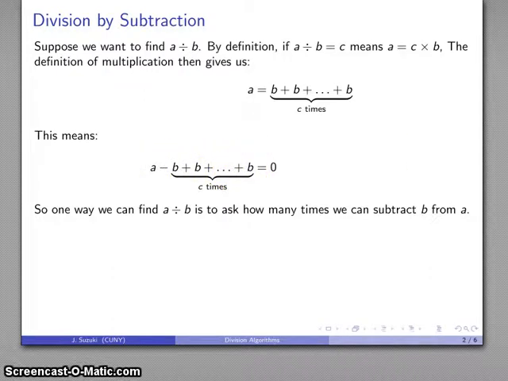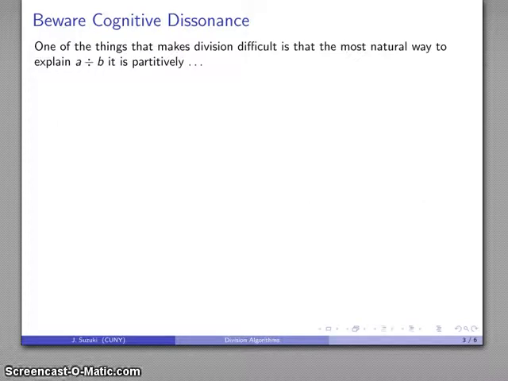Now, it turns out there is a problem here, which is that this approach to doing a division actually is at odds with how we interpret what a division is. And this leads to what's sometimes called cognitive dissonance. One of the things that makes division difficult is that the most natural way to explain A divided by B is partitively. If I want to think about a division like 57 divided by 3, what I can do to explain what I'm talking about is I'm going to take 57 and divide it into three parts. And so there's our partitive division.